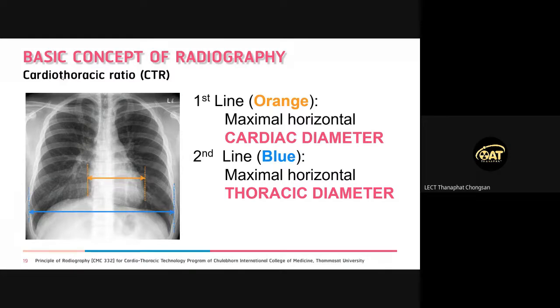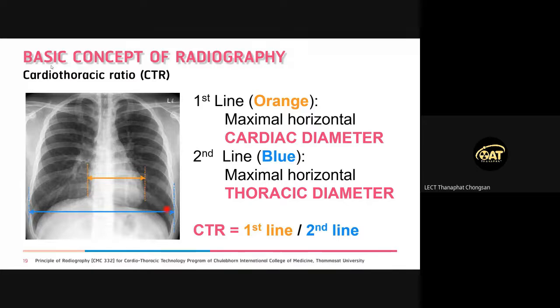Okay, this slide will explain how we get information from chest X-ray about the size of the heart, or cardiothoracic ratio or CTR. In this procedure we have to use two values from two lines. The first line is the orange line. It measures the maximum horizontal cardiac diameter, from one side to the other side.